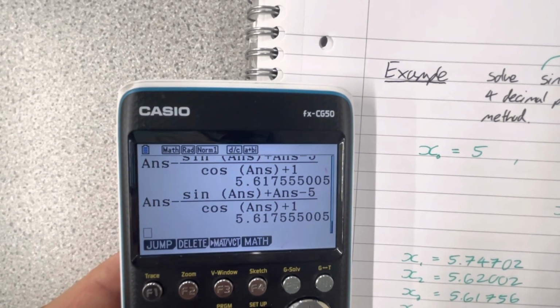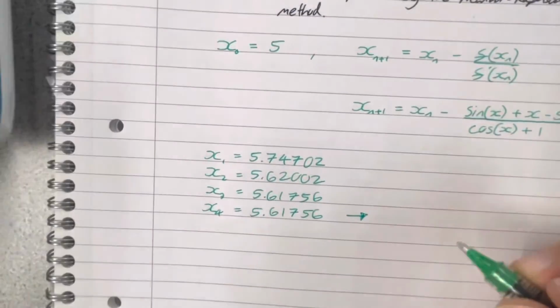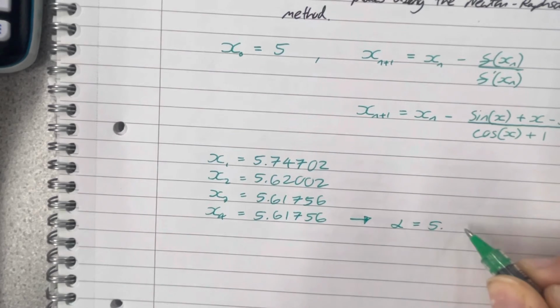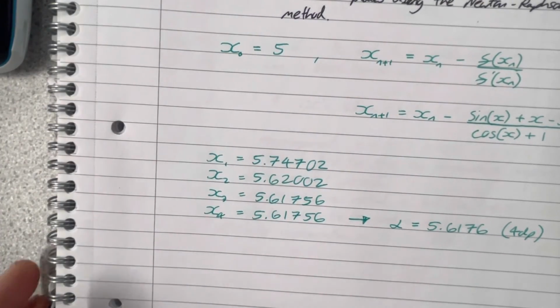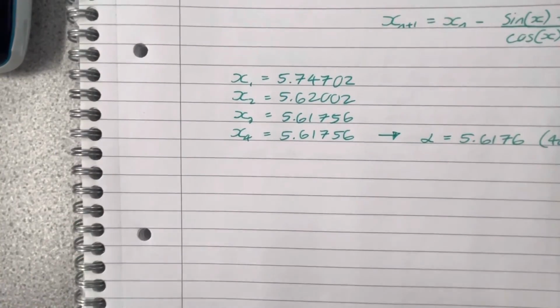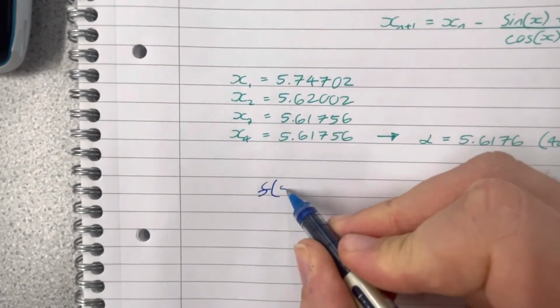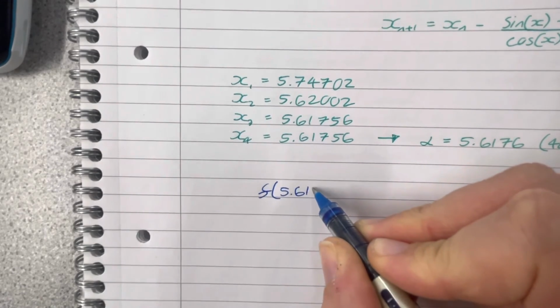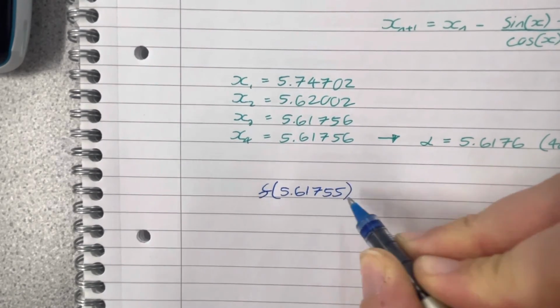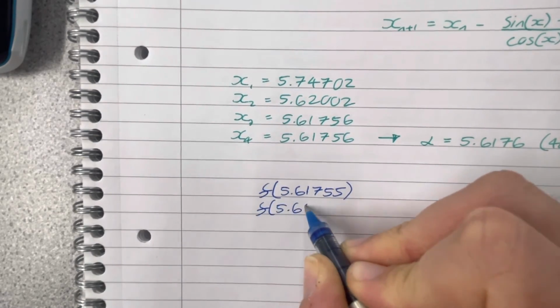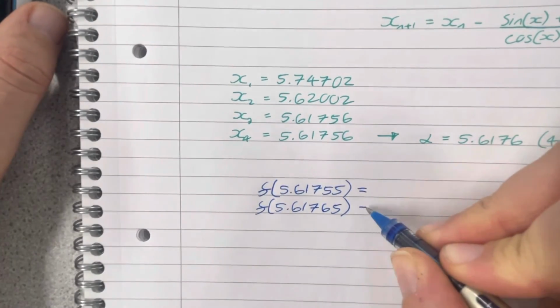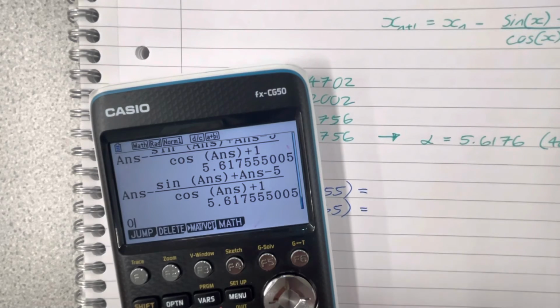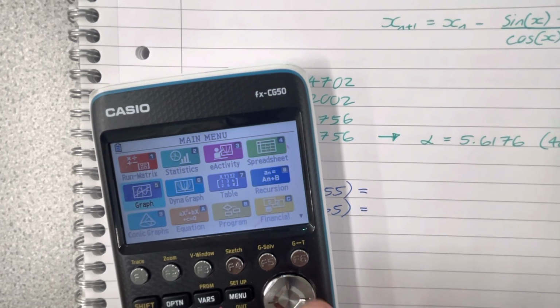So we can say that alpha is 5.6176 to 4 decimal places. And we should always check that that is indeed correct to 4 decimal places, and we do that by looking at the bounds. So if I calculate f of 5.61755, the lower bound, and f of 5.61765, the upper bound, then I'm looking for a change of sign. It's always good practice to do this, even if the question doesn't explicitly ask for it, although usually it would.